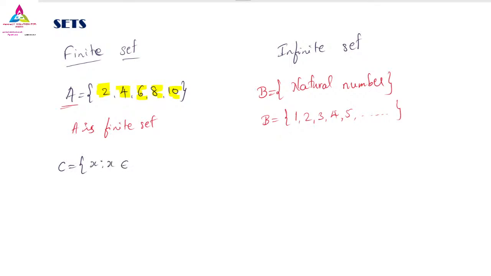C is equal to {x such that x belongs to N, and x is greater than or equal to 2 but less than or equal to 10}. So is set C a finite set or an infinite set? Quickly, these questions they will not give from your exam point of view, but these are the things you must remember. So is this a finite or infinite set?